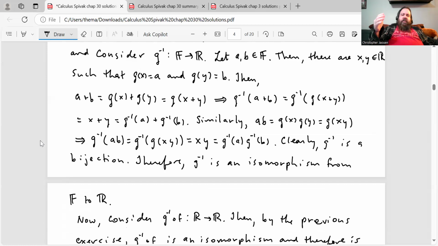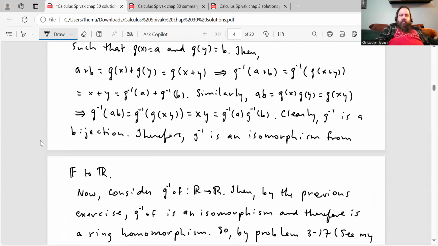And I should say also, obviously g inverse is bijective because g is bijective, so the inverse exists. So g inverse of a plus b equals g inverse of g of x plus y, which is x plus y because g inverse cancels with g, which is equal to g inverse of a plus g inverse of b. Similarly, ab equals g of x times g of y equals g of xy because g is a homomorphism, implies g inverse of ab equals g inverse of g of xy equals xy, which is g inverse of a times g inverse of b. Clearly, g inverse is a bijection, therefore g inverse is an isomorphism from F to R.